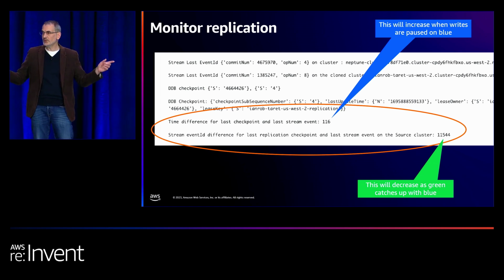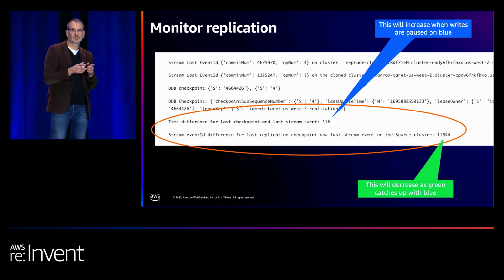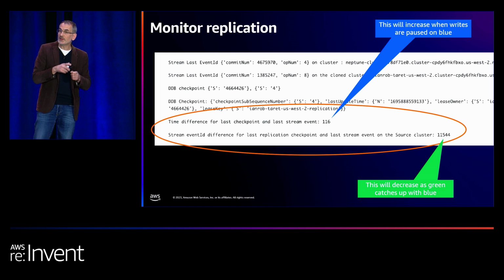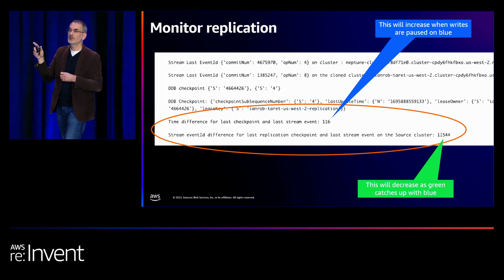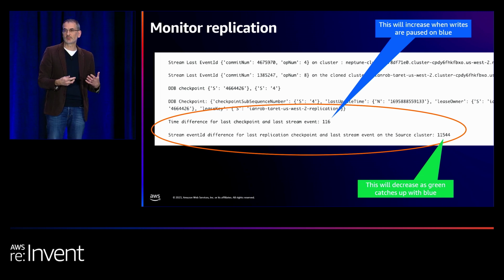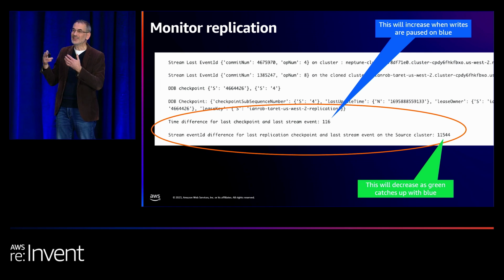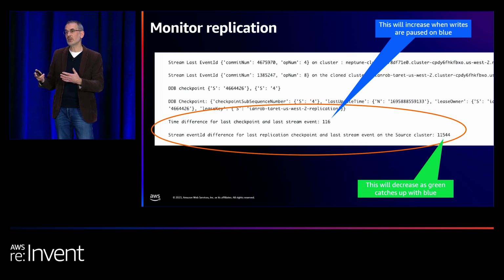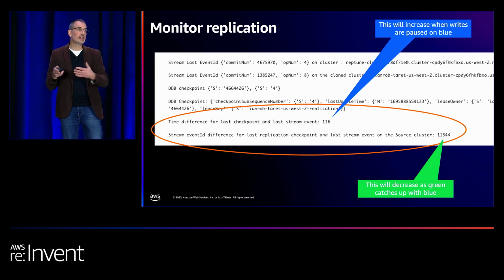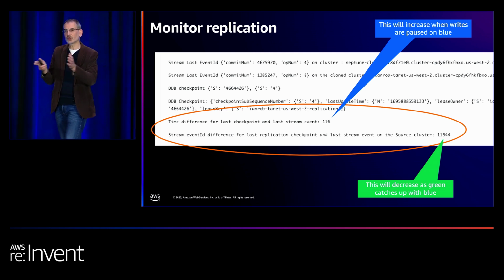Ideally, over time, this number is going to be coming down, reducing. If it's not, or if it starts going up, that probably means you've got too much write traffic on the blue cluster. The green cluster is never going to catch up. In those kinds of situations, it may be that you have to, somewhat prematurely, pause or throttle writes on the blue cluster so as to give the green a chance to catch up. But in many situations, that number is just going to start coming down.